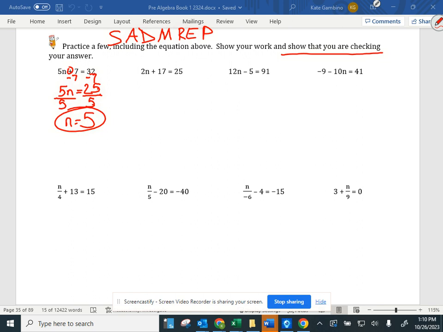So I need to put it in now. Instead of 5n, it's 5 times 5 plus 7 equals 32. So 5 times 5 is 25 plus 7 equals 32. 25 plus 7 is 32. 32 equals 32 is balanced out. I'm showing my work. I'm balancing out both sides. So yes, my final answer is 5.